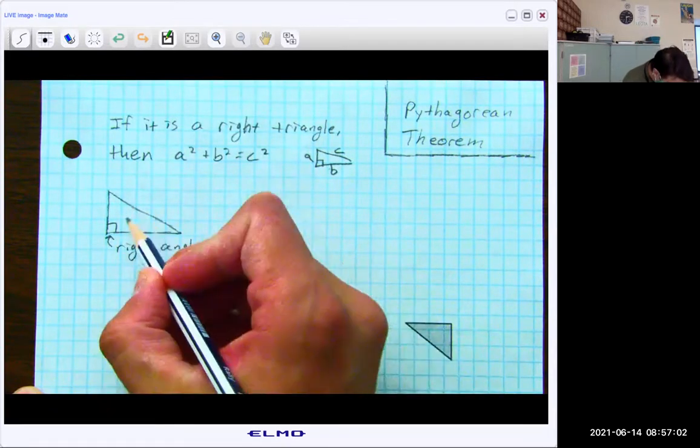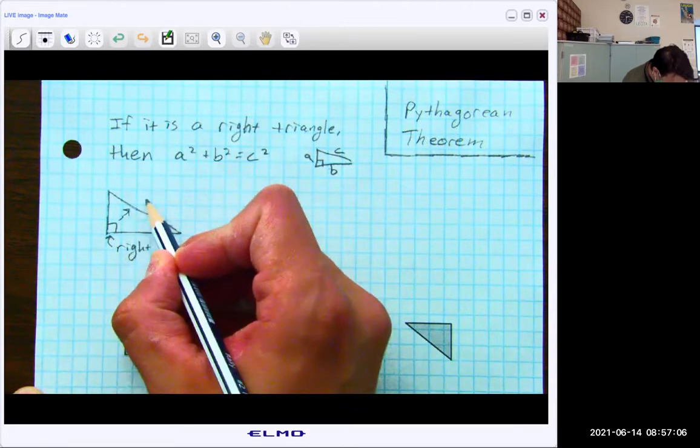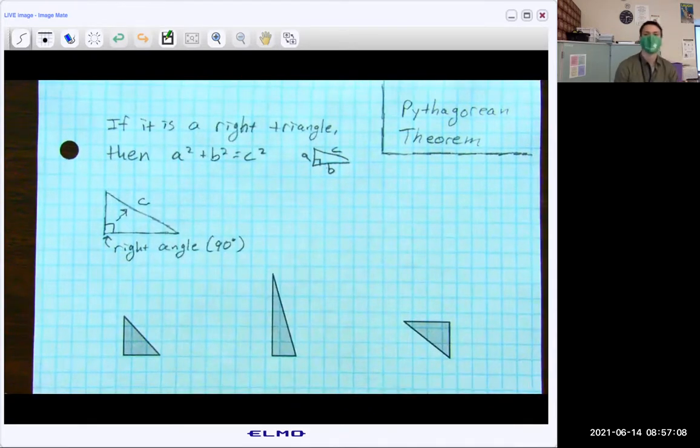The side opposite it is always the C. The A and the B don't matter so much. They're just called legs. You can swap them around. It's either the longer or the shorter. It doesn't matter so much. But what does matter is that C is opposite the right angle. Okay.